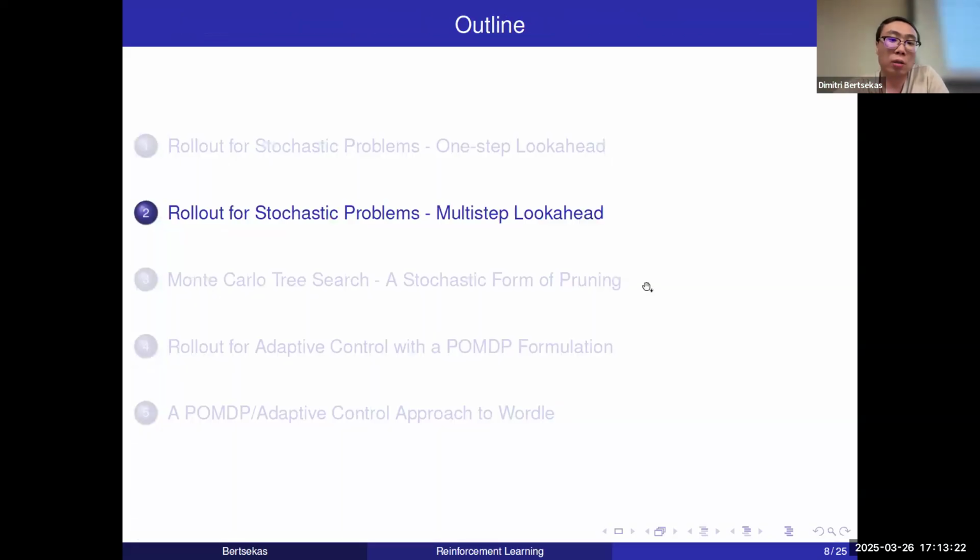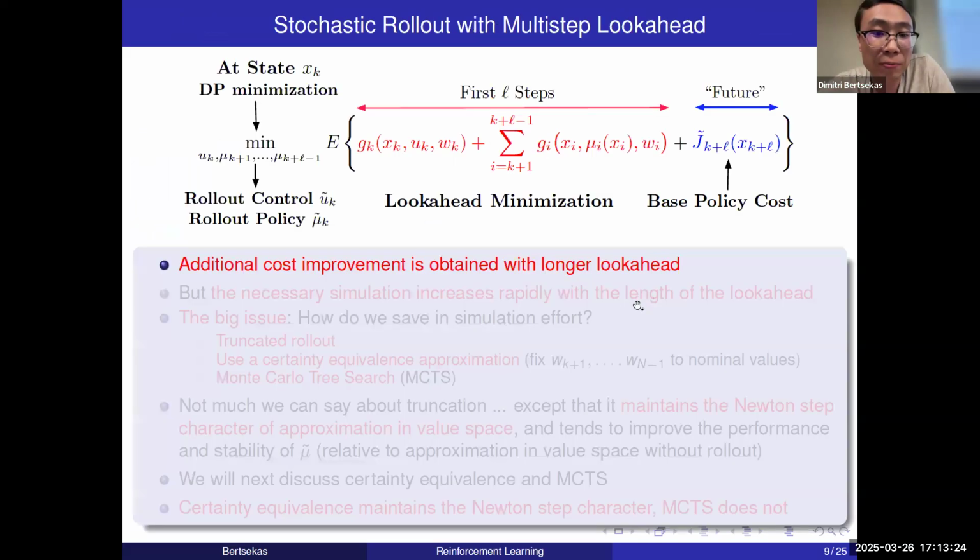Okay. So let's go to multi-step lookahead. Stochastic rollout with multi-step lookahead. Similar to the deterministic case, given the current state xk, we want to run a minimization over L steps with the future captured by some cost function approximation. And in the context of rollout, this is the base policy cost.